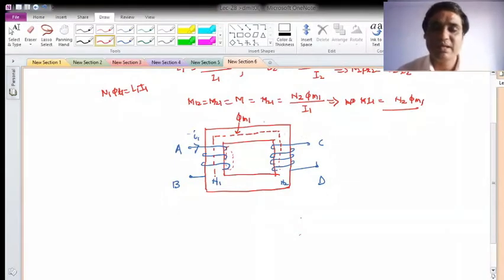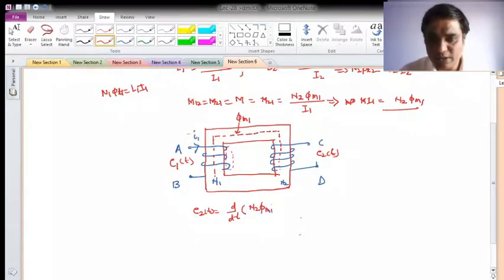So now what will happen? By linkage of this, there will be EMF induced according to Faraday's law of induction. There will be the EMF induced in the primary coil, also in the secondary coil, which will be time varying. Now what will be my e2 of t? My e2 of t will be the rate of change of the flux linkage, which will be N2 into phi M1, and N2 phi M1 we have defined as M into I1. So this also I can write as M d/dt of I1.